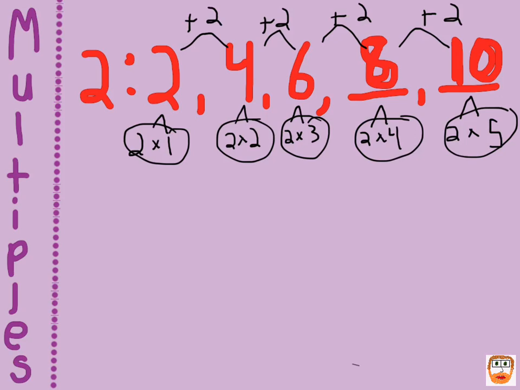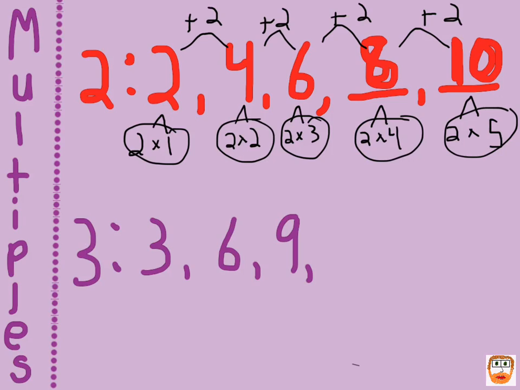So let's go ahead and take a look at one more example here. The multiples of 3. The first multiple of 3 is 3. 6. 9. You guessed it. What's the next one? Use your brain. 12. And after 12, 3 more is going to give us 15. And it goes on from 18 to 21 to 24, and it continues to go on because numbers go on forever.